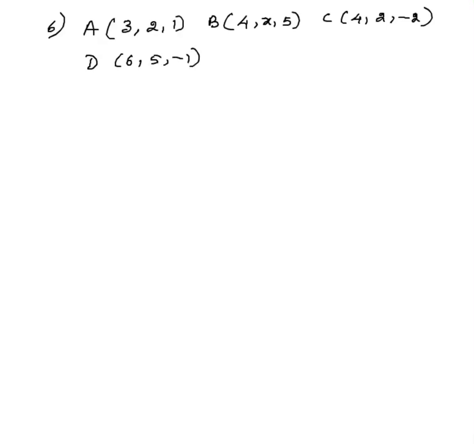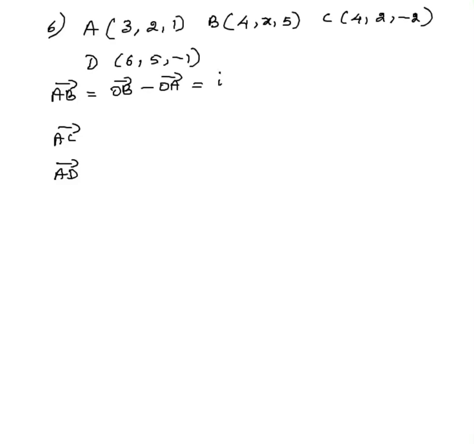Question number 6. Find x such that the 4 points A (3, 2, 1), B (4, x, 5), C (4, 2, minus 2) and D (6, 5, minus 1) are coplanar. We will find vector AB, vector AC and vector AD. Vector AB is position vector of B minus position vector of A. We will do B minus A.